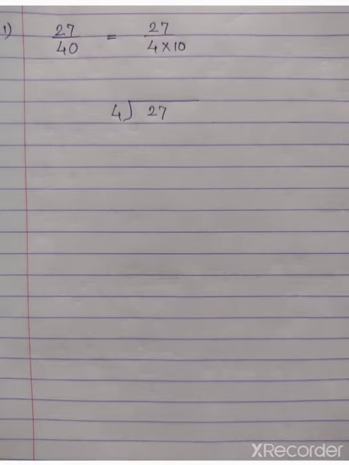So here I write the next steps. 27 divided by 4. Here 27 is the dividend and 4 is the divisor. From the table of 4, you can subtract 24 from this 27. After subtracting, the quotient is 6. 4 sixes are 24. After subtraction we will get the remainder 3.